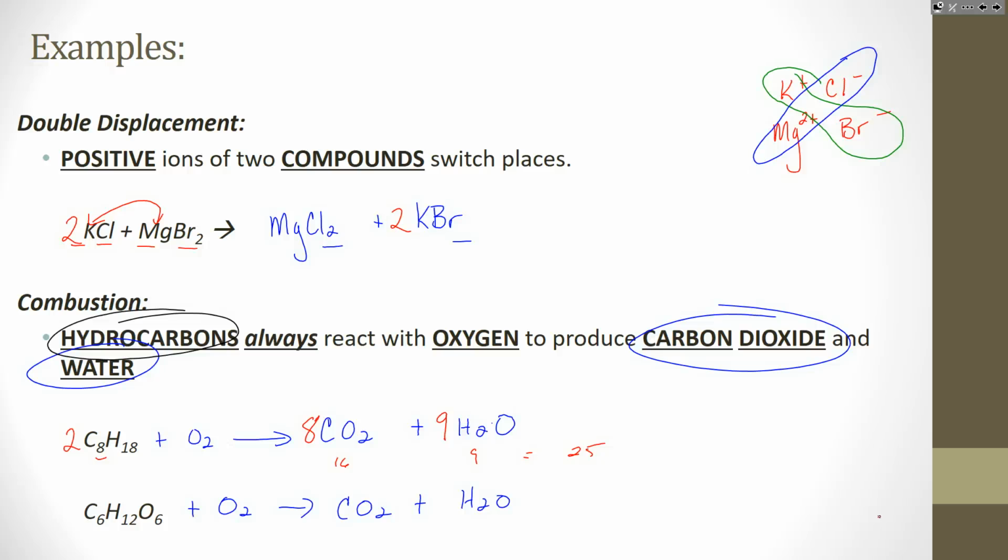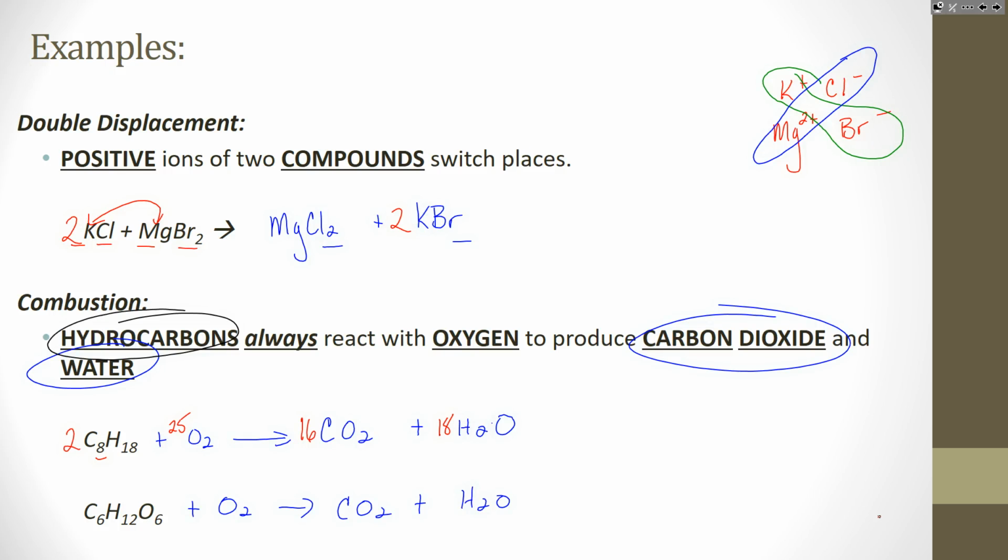So now I'm going to change my 8, and that 8 is now a 16. And this 9 now becomes an 18. So this 16 for oxygens is actually 32, and this 9 is an 18, so this 25 is now 50. So that means to balance the oxygens, I need 50 oxygens on the reactant side, so to get 50, 25 times 2. So there is our balanced reaction.